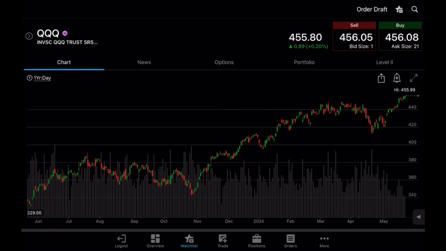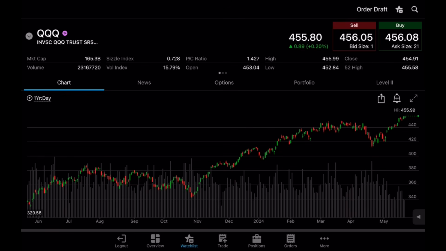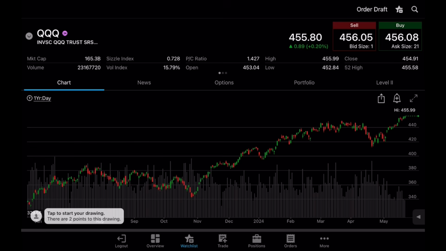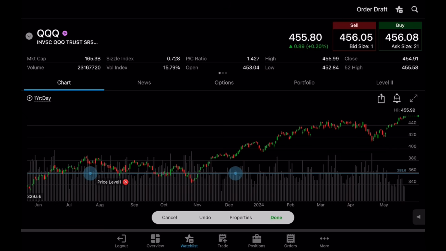Okay, so you guys can see I have QQQ pulled up on the chart, and you can hit the little drop down arrow in order to get additional information as far as market cap and volume. I've showed you guys that before. So now I'm going to go ahead and start to chart for price levels. Click the little pencil icon, go into new, and then click the $ sign, and you can begin to chart for price levels.